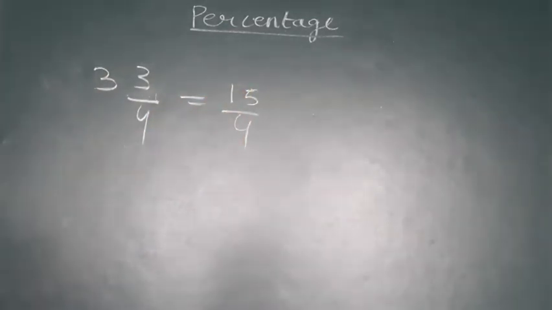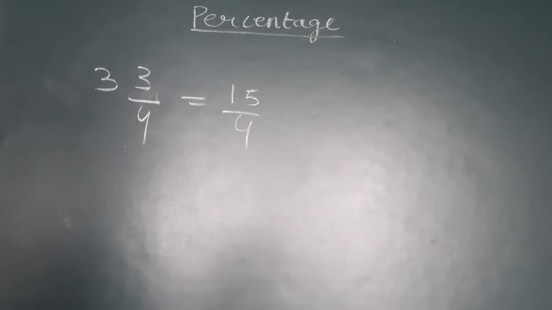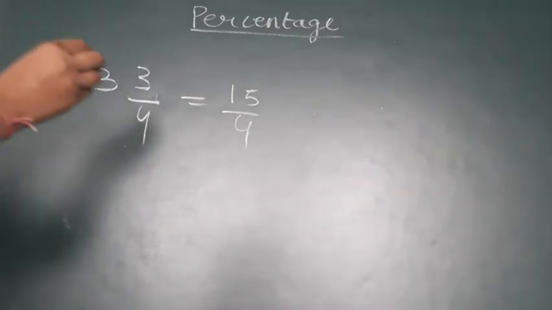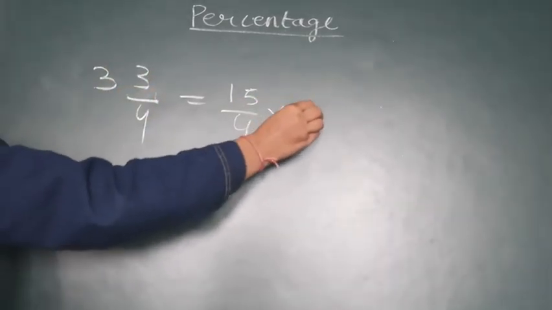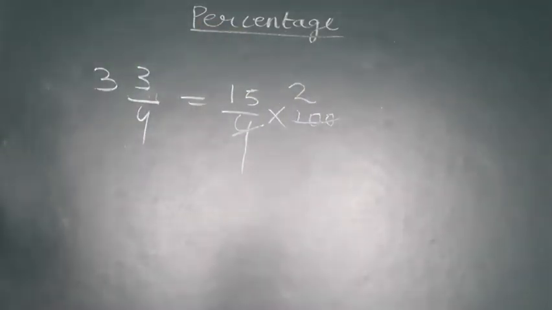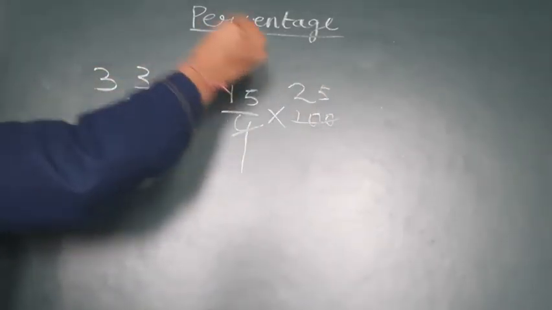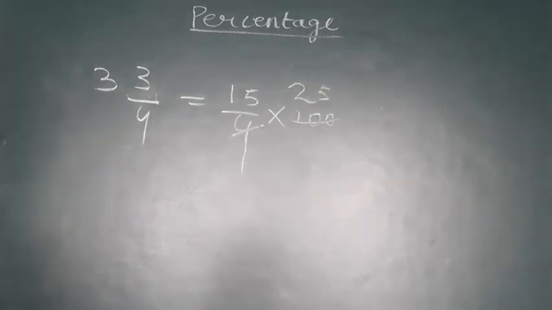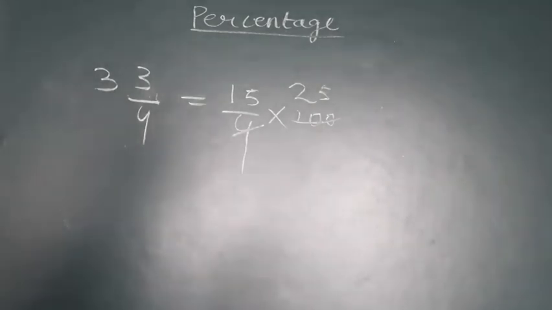Now to convert 15 upon 4 into percentage, what do we have to do? We simply have to multiply it by 100. So now 4 ones are 4, 4 twos are 8, 2 remainder, right? So 4 fives are 20. Now 15 multiplied by 25 will be the percentage. Okay, students? So let's multiply 15 by 25.